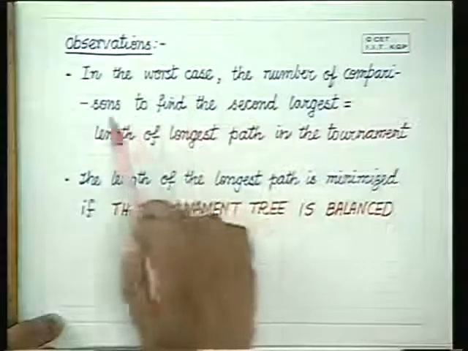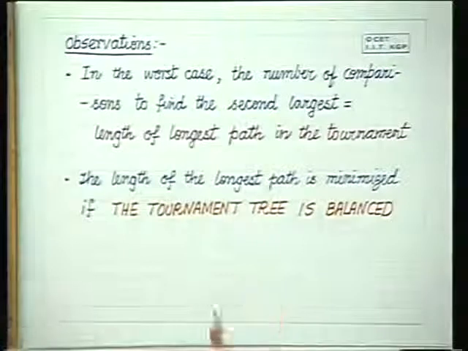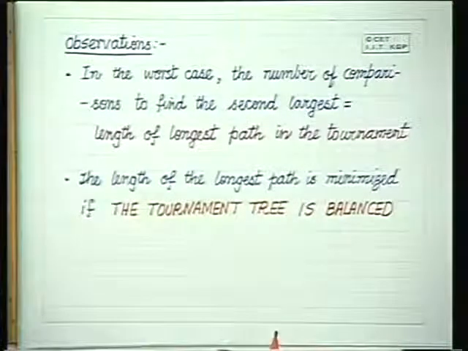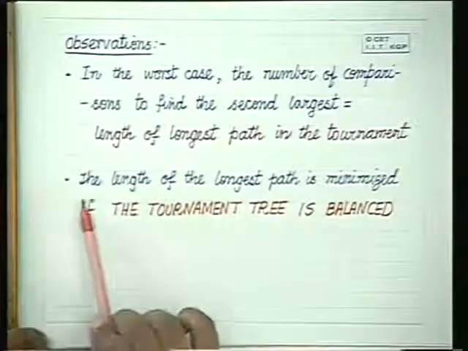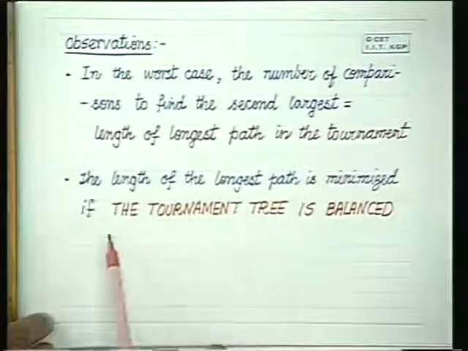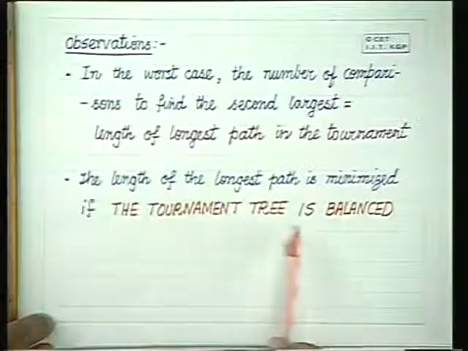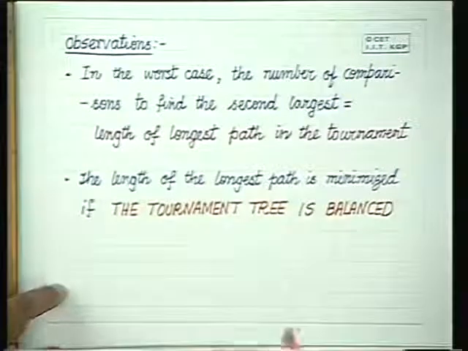Therefore, we come to the solution, that is the observation in which the solution is to be obtained. In the worst case, the number of comparisons to find the second largest is equal to the length of the longest path in the tournament, in the worst case, because that may be the path of the winner. Therefore, the length of the longest path of the tournament must be minimized, and we say that it is minimized when the tournament tree is balanced. What do we mean by balanced?